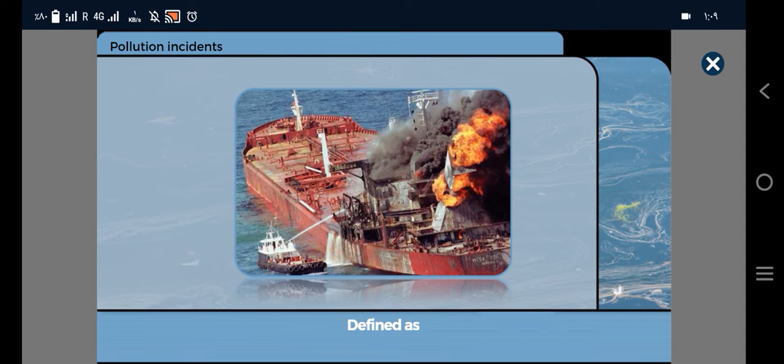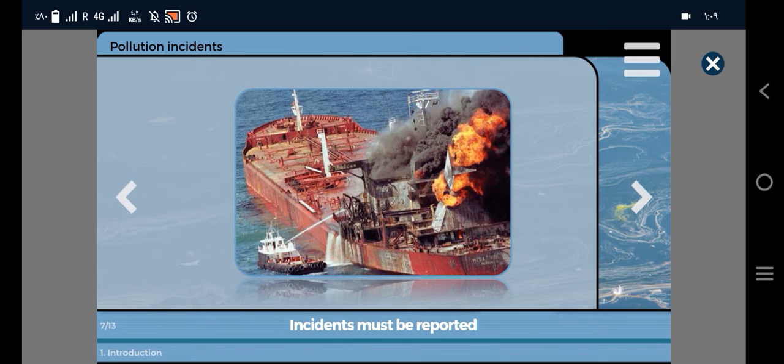In MARPOL, a pollution incident is defined as a discharge or probable discharge above the MARPOL permitted levels. MARPOL requires pollution incidents to be reported so that action can be taken to clean up the pollution.